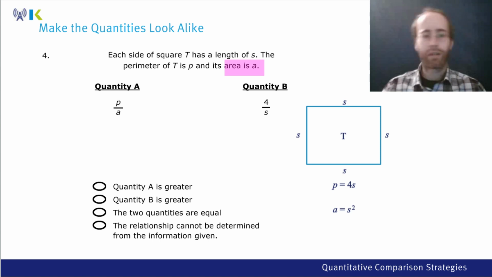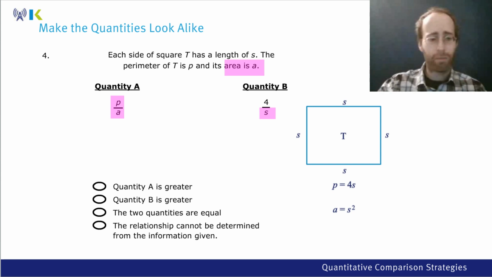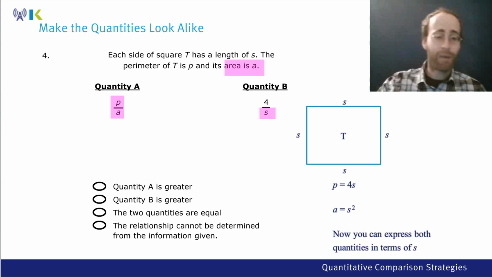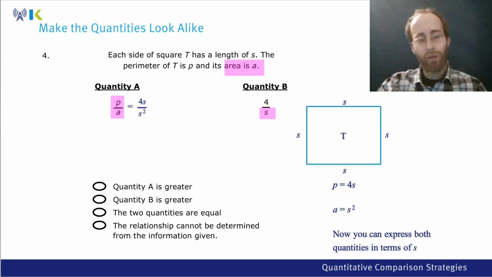So here is where the strategy of making the quantities look alike comes into play. Right now in quantities A and B, we have a P, we have an A, and we have an s. But what's the point of having three different variables if all of these variables come back and get tied down to an s? Let's replace the P with 4s, because we know that those are the same thing. And let's replace the A with s squared because we know that those are the same thing.